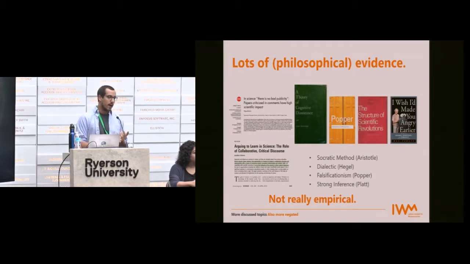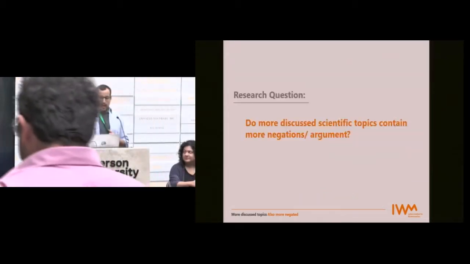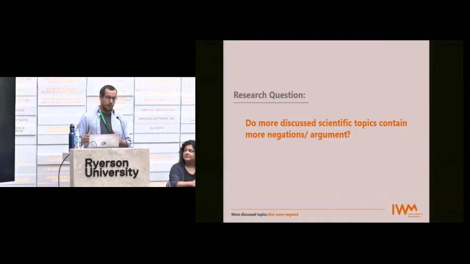So Thomas Kuhn, Hegel, Socrates, they basically said argument is good. Argument leads to better knowledge creation, quicker, more effective knowledge creation. There's a lot of evidence about this. I'm not going to go through all of it. So basically, we're going to do a study. We're going to try and empiricize this idea and show that more disagreed about topics are more tweeted.